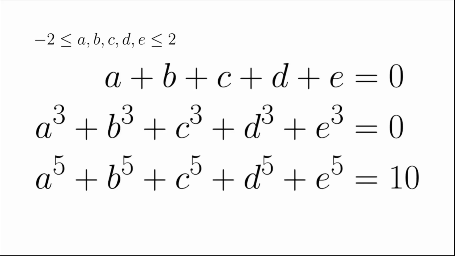In this video, we are going to find real numbers a, b, c, d, and e between -2 and 2 such that the sum equals 0, the sum of cubes also equals 0, but the sum of powers of 5 equals to 10.